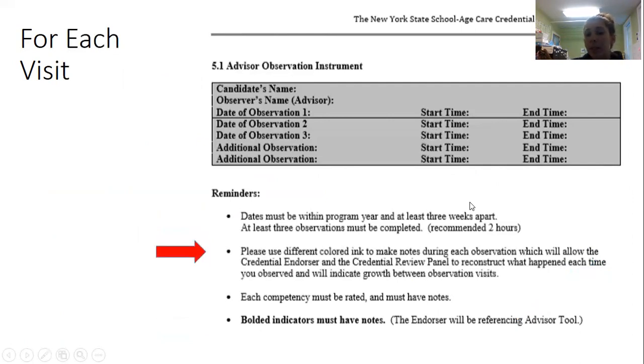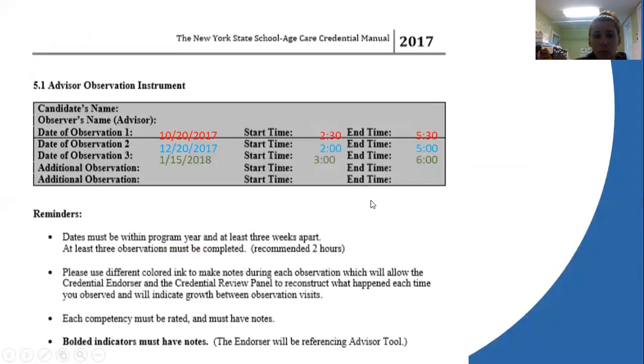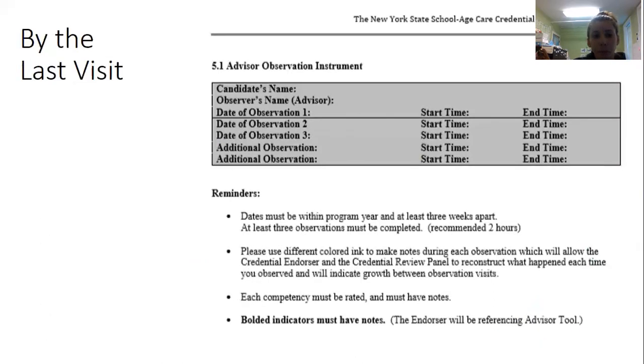Every time you go into the program, we ask that you use a different colored ink to make notes. This will help us to reconstruct what happened each visit, and it'll allow us to see growth in the candidate. So for example, here you can see, the first observation is all done in red, the second in blue, and the third in green. So once we get into the tool, we could really see what happened each time the advisor was in the program.